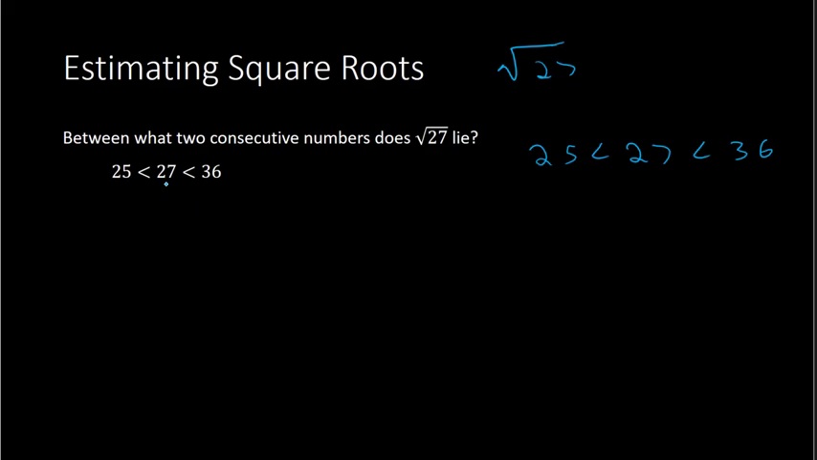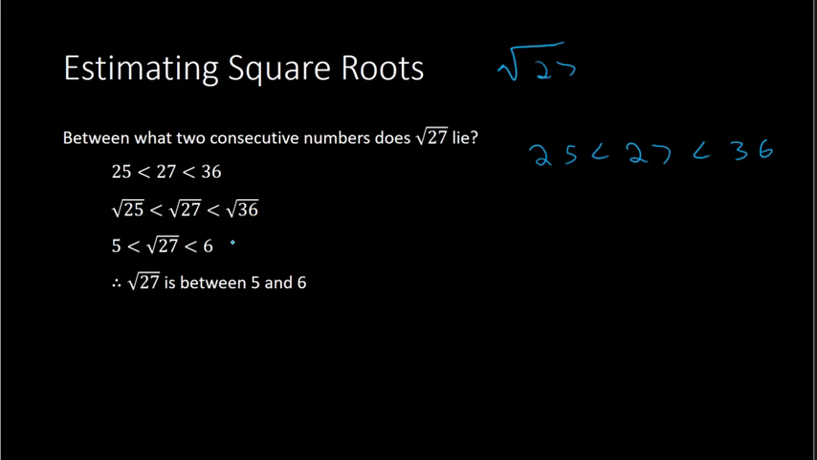And if these numbers are in this order, 27 is between 25 and 36, then the square root of them will also have the same order, where the square root of 27 is also between the square root of 25 and the square root of 36. Well, the square root of 25 is 5, and the square root of 36 is 6, because 5 squared is 25 and 6 squared is 36. So I know that the square root of 27 must be between 5 and 6. So it's going to be 5 point something.